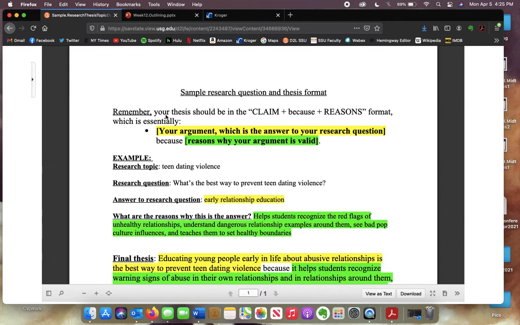So remember, as I said before, your thesis should be in the claim because reasons format, which is essentially your argument, which is the answer to your question, because the reasons are why your argument is valid. So every time on this page you see yellow highlighted, that is a different rewording of my claim. And every time you see green on this page, that is the reasons that I'm using here.